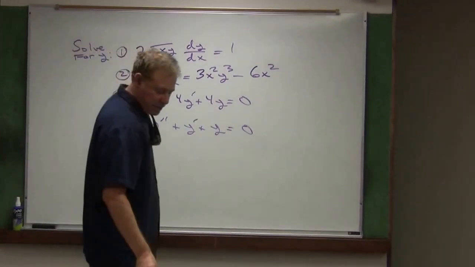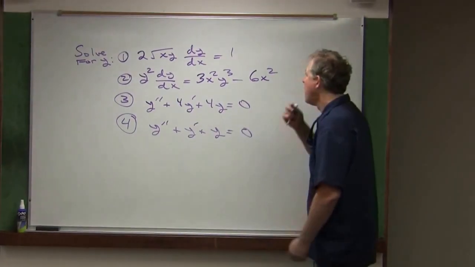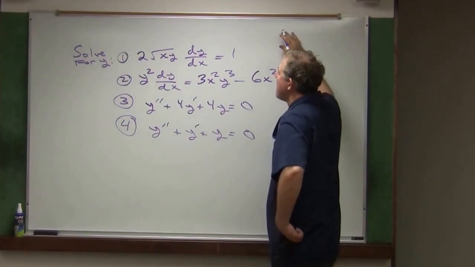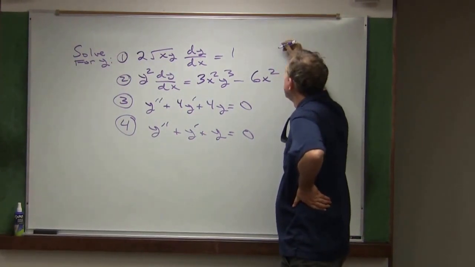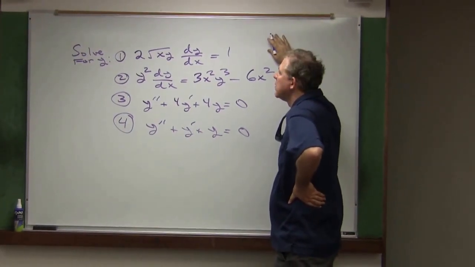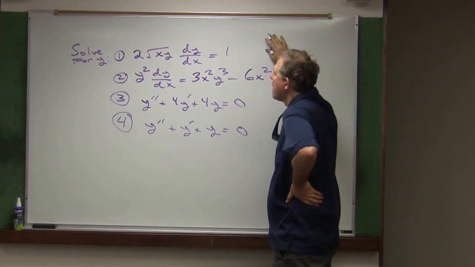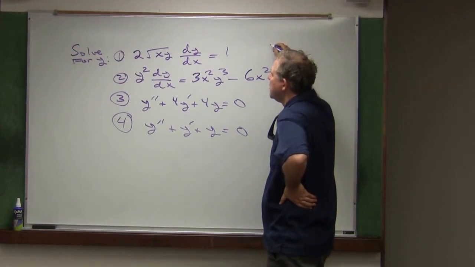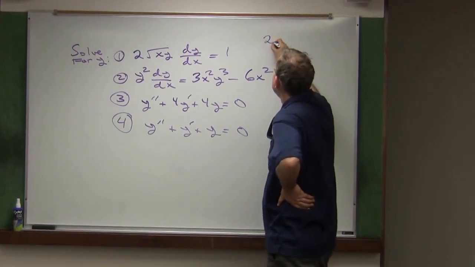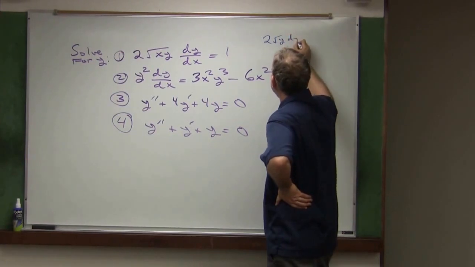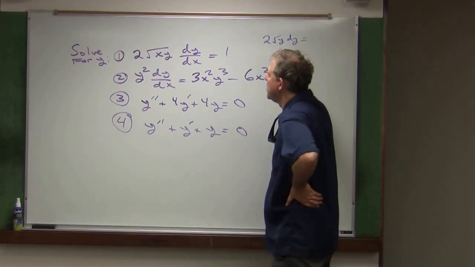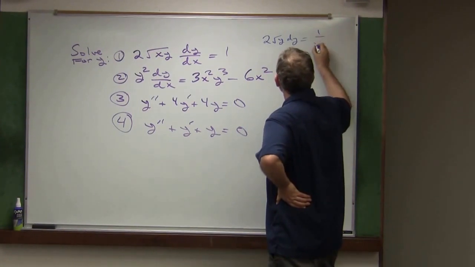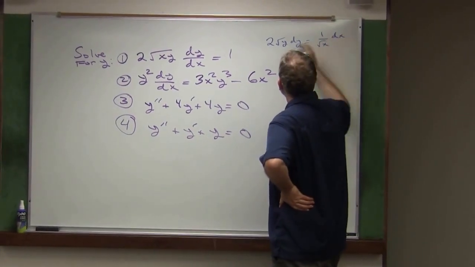So Patsy, you want to tell me what you did with one? Root x will go to the other side. So you're dividing by it, you want to divide by it. Okay, this side I have 2 root y dy, equal to 1 over root x. Yes, beautiful. Okay, and then you integrate.